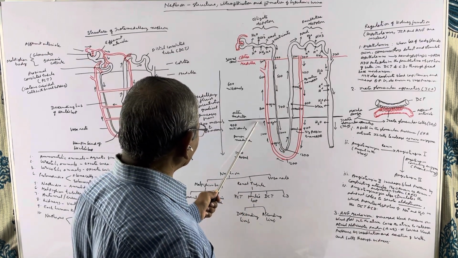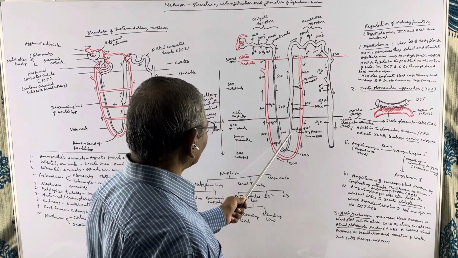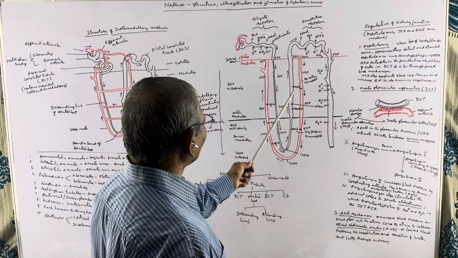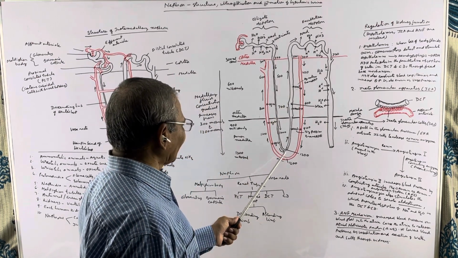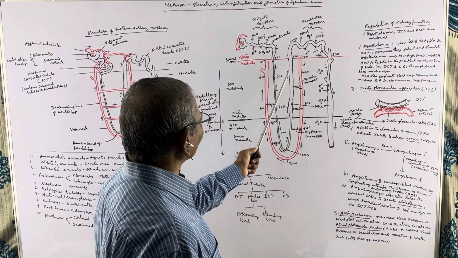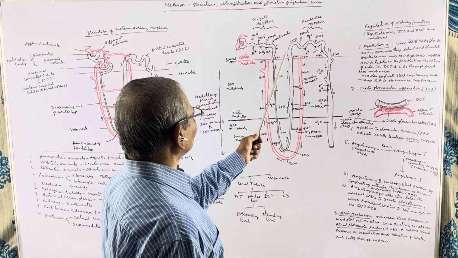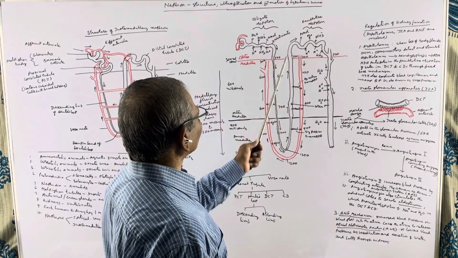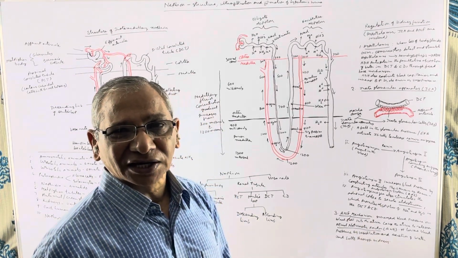This is inner medulla, this is outer medulla. In the inner medulla, this is the thin segment, and in the outer medulla, this is the thick segment. So here, the glomerular fluid, as it moves up, it must get diluted. And by the time it reaches the cortex, the osmolarity of the glomerular filtrate must be around 300 milliosmoles.